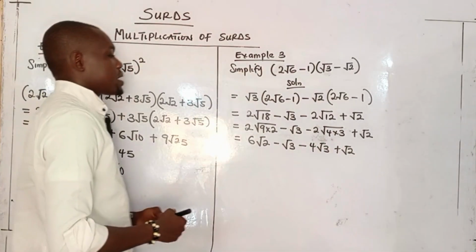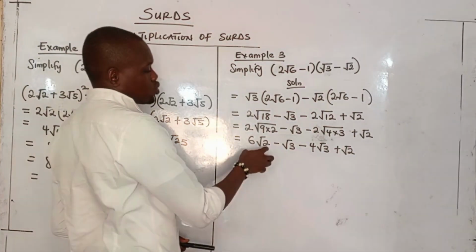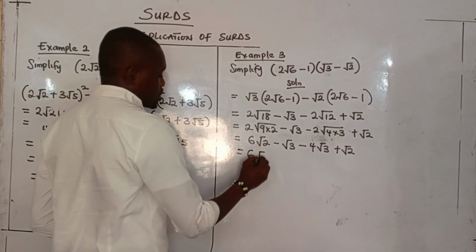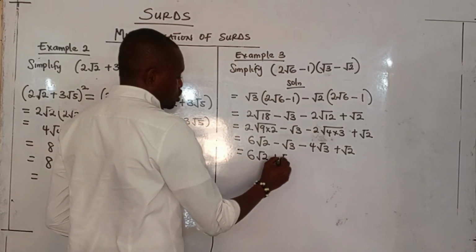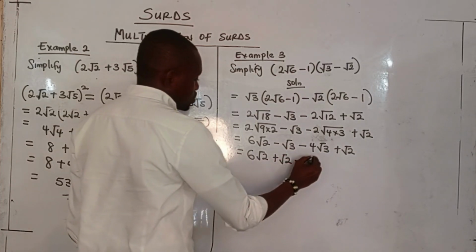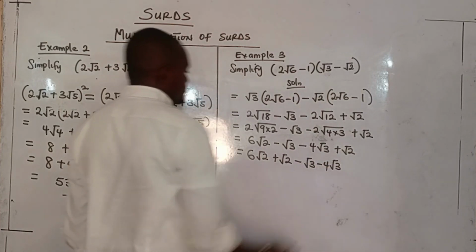Now looking at it now, you see that we have similar surds here. Now we have 6 root 2 and root 2. They are similar. So we are going to say 6 root 2 plus root of 2. Then this and this, they are also similar. So we have minus root 3 minus 4 root of 3.